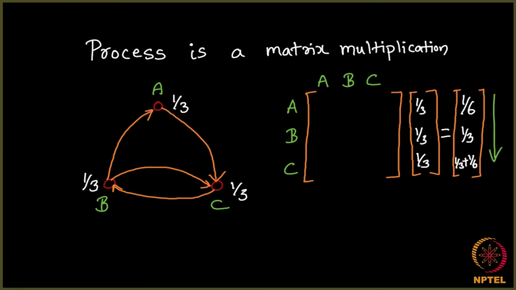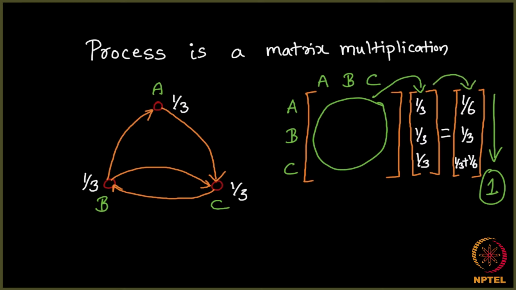Next, you observe that this adds up to 1, right? And my big question right now is, what is that matrix which, when multiplied with this vector, gives rise to this vector? Okay, what is that matrix? Let us look into it.